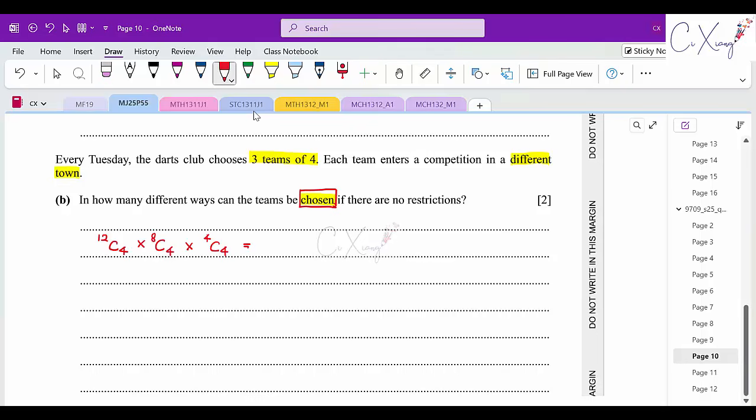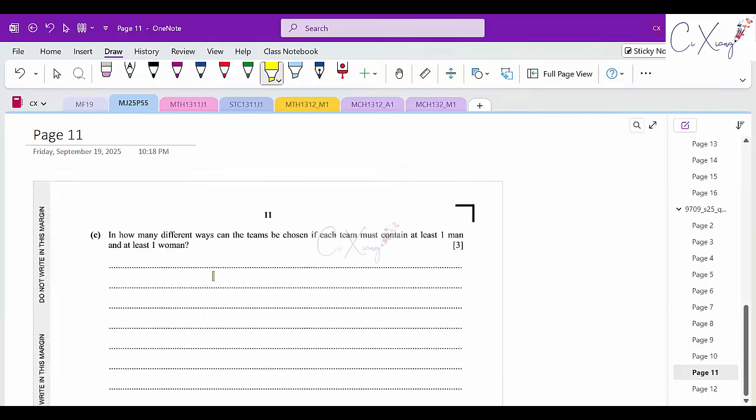What is the total for them? It should be 34650. And this is for the cases when there's no restriction, because we don't actually look at the number of men or the number of women in the group. We just focus on the number of members only, right? Then let's continue to part C.